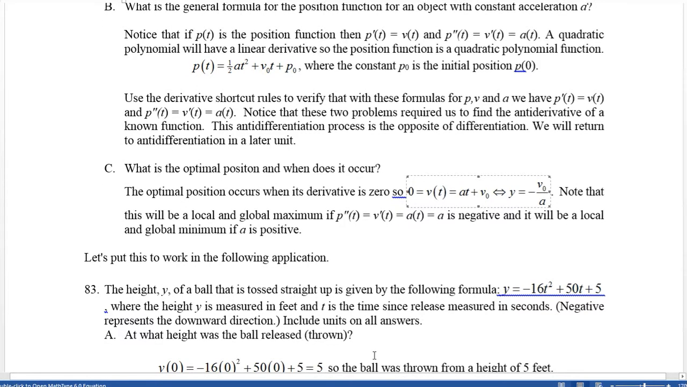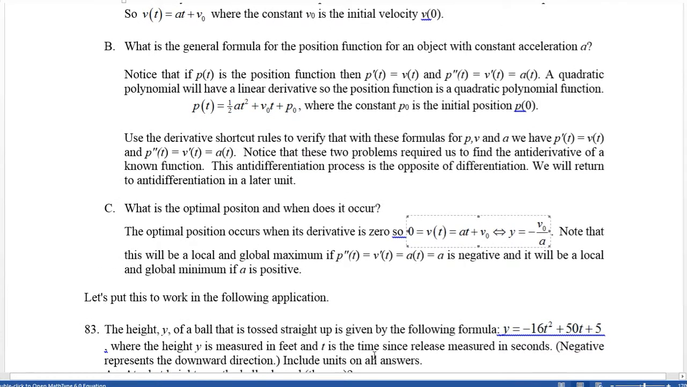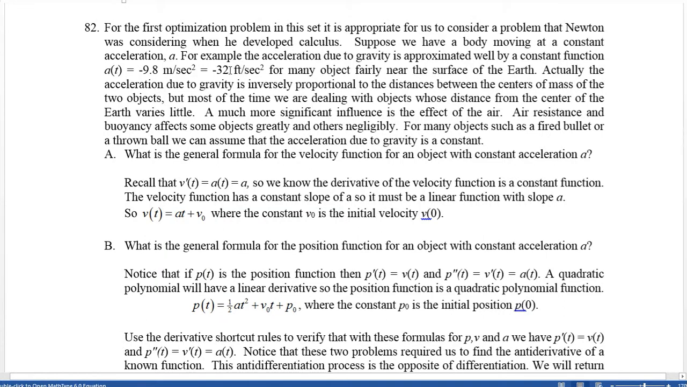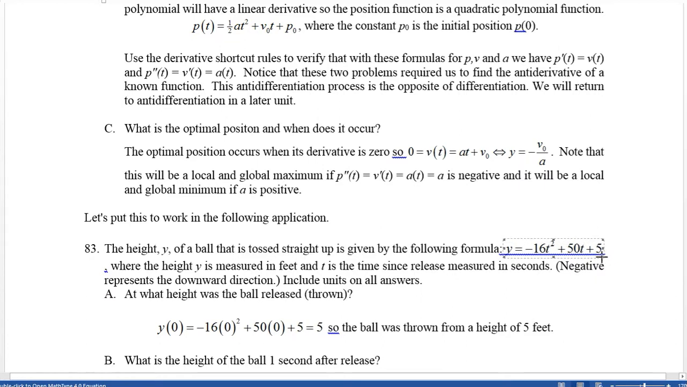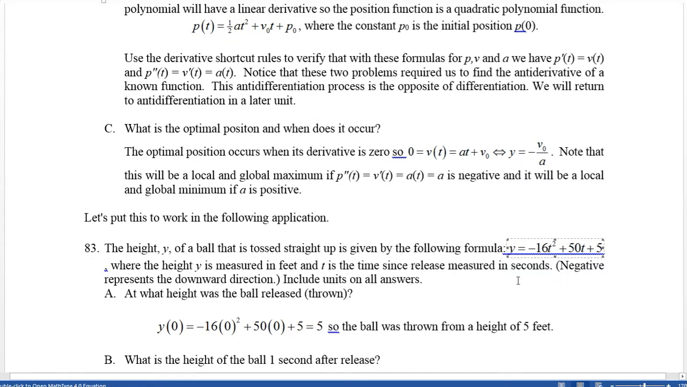So let's put this to work. Looks like I'm using American units here. The height of a ball tossed straight up is given by the formula, well, that's going to be half a. A was negative 32 feet per second squared. So that's going to be negative 16 t squared plus 50t plus 5, where the height is measured in feet and time is measured in seconds.